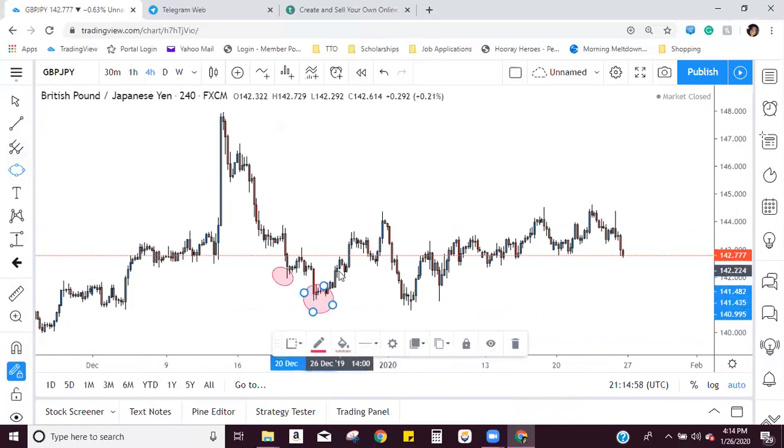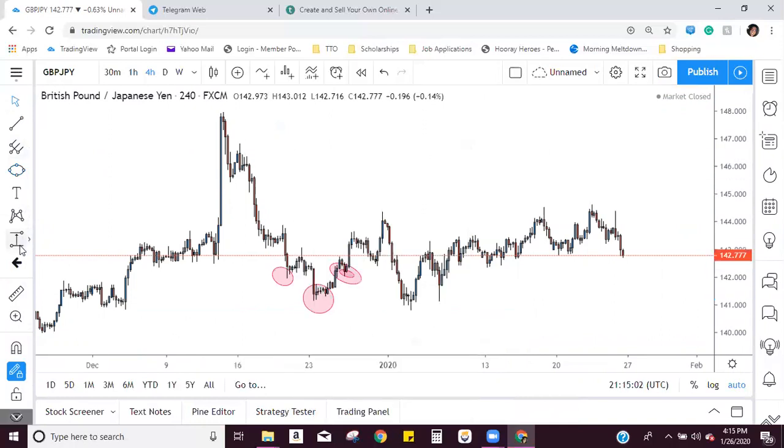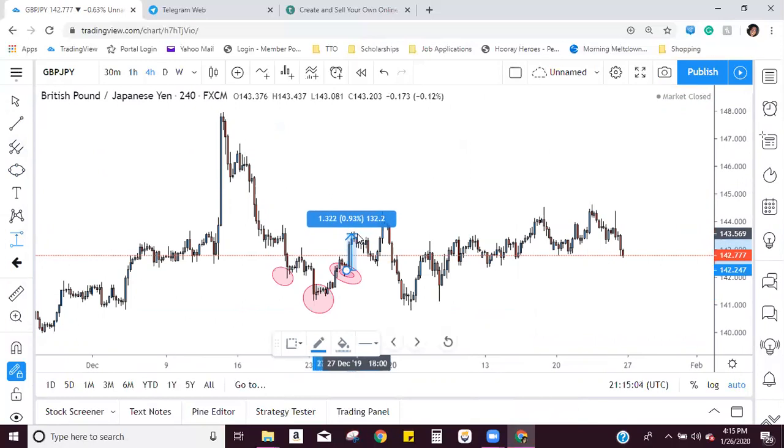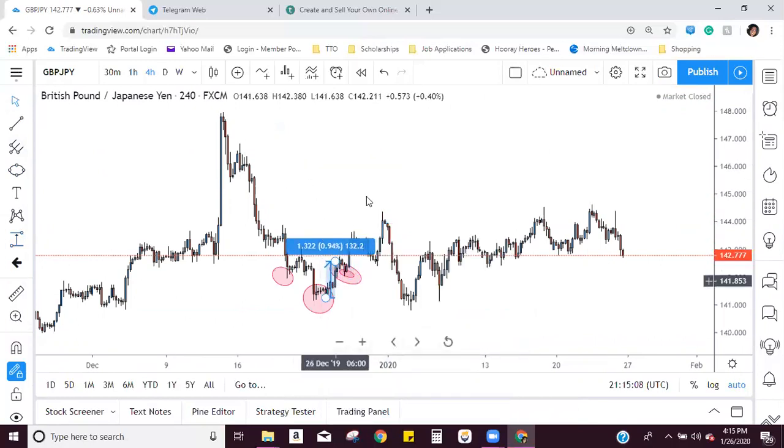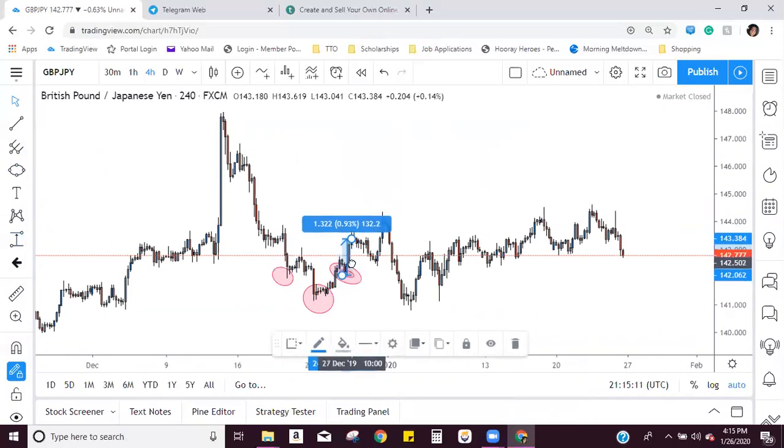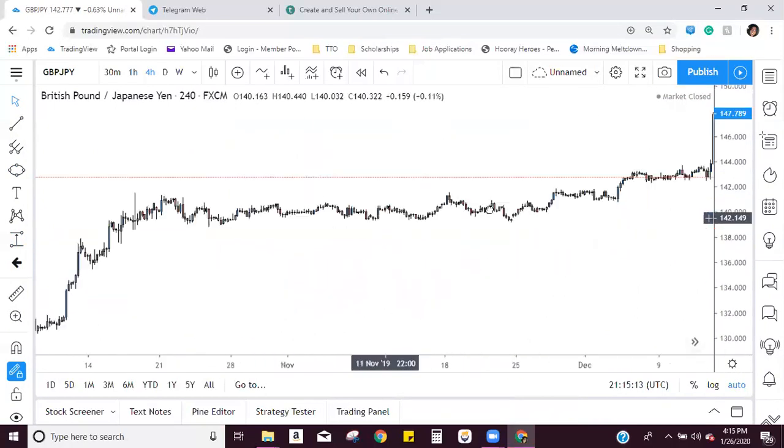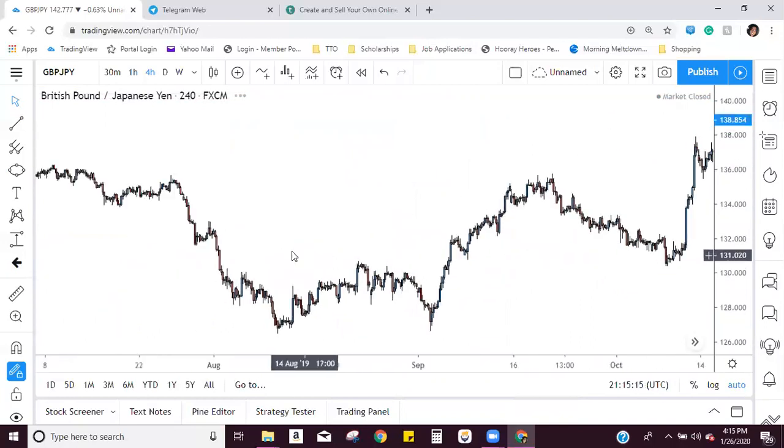Why was this such an easy buy? Anybody should have seen this move. That was ridiculously easy. And look how many pips it did. 125. You see what I'm saying? Look how many pips it did. 130 pips. Come on now. And that was such an easy move. That was a simple move.